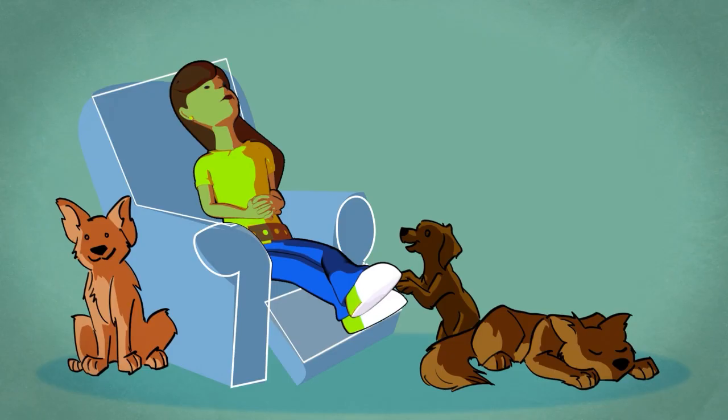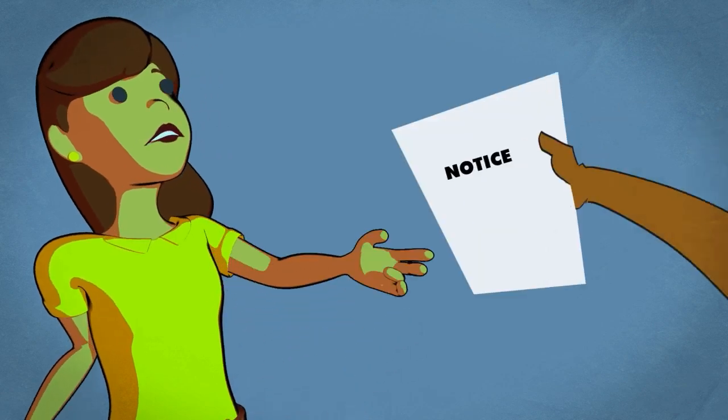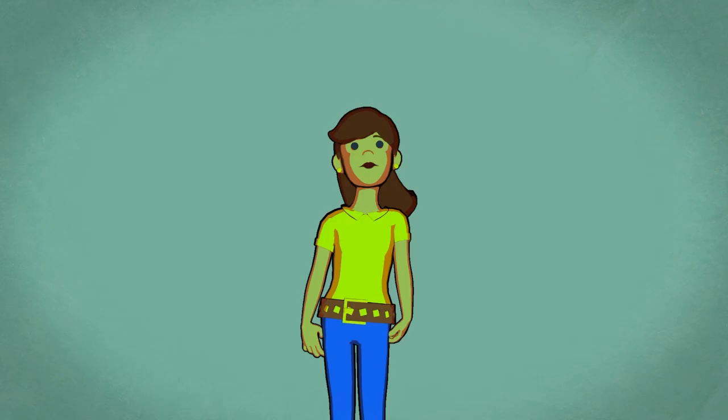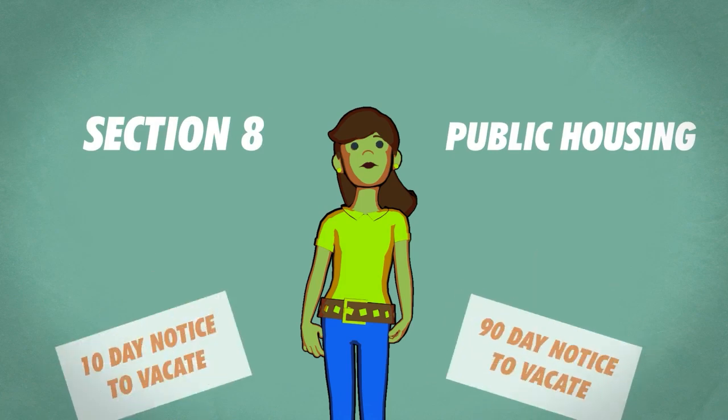In situations where the tenant is up to date on rent but is in violation of the lease, say they have a dog living in the place and the lease prohibits pets, the landlord sends a 3-day notice to perform or quit. If you're on Section 8 or in public housing, this may be 10 days or 90 days.